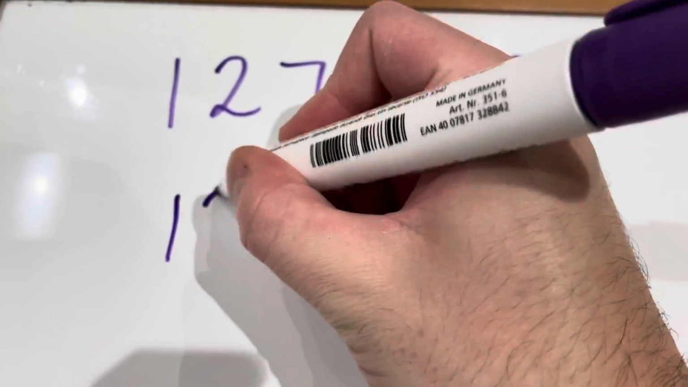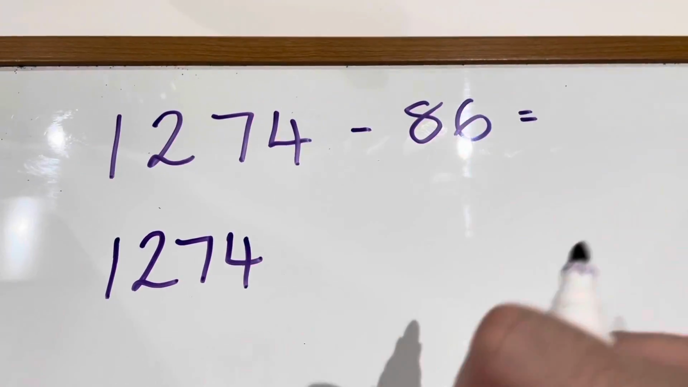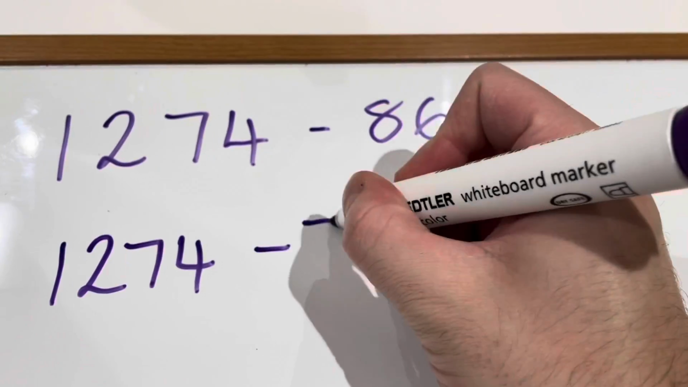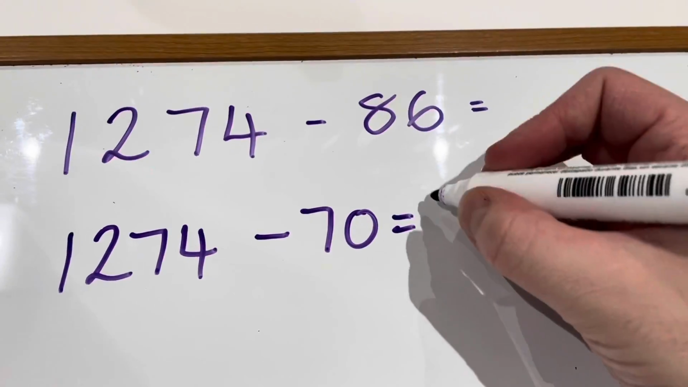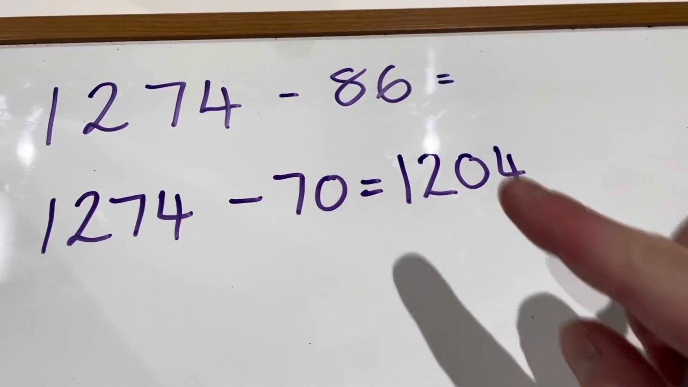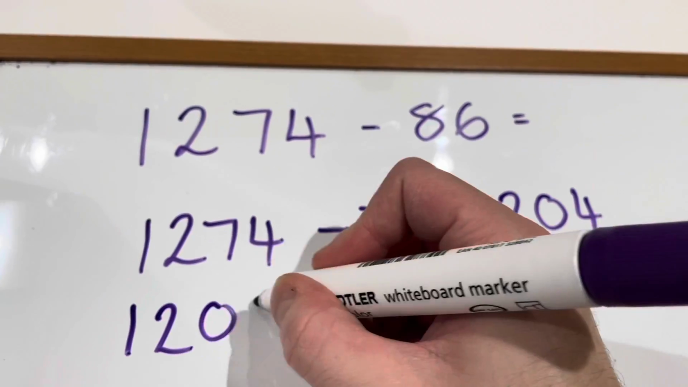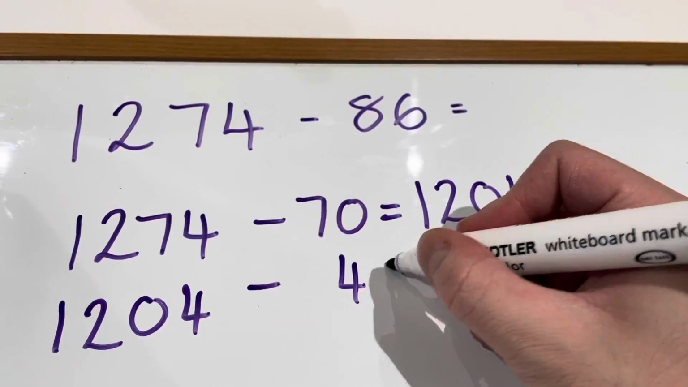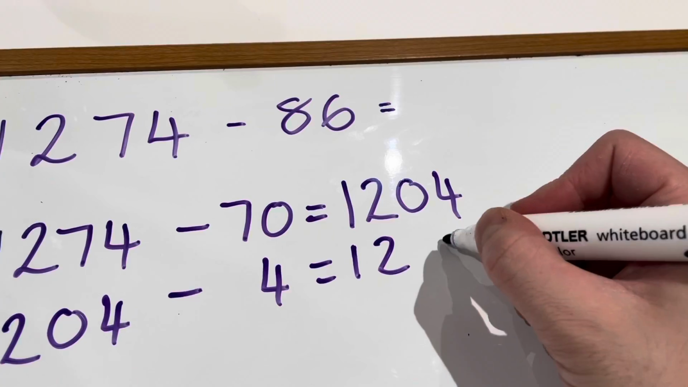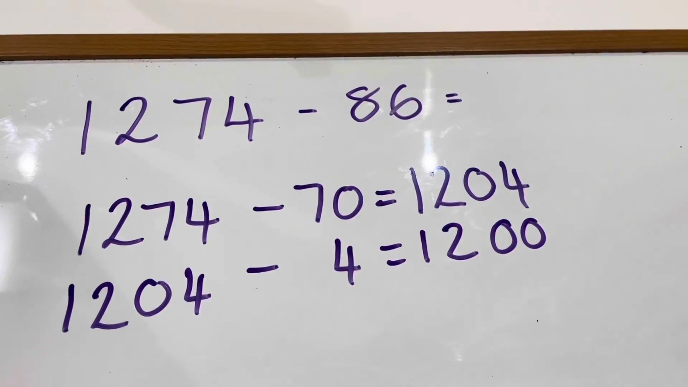So 1,274. I'm not going to try and take away 80 to start with, but I can take away 70 in a nice manageable chunk. So 1,204. Let's make it even more friendly. You start on this number. 1,204, let's just take away the 4, 1,200. Right, I've taken away 74, that means I've got 12 left to take away.